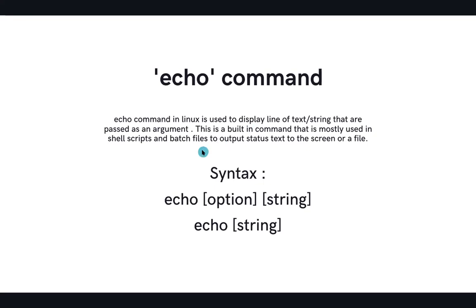So firstly, we have the echo command. It is the most used command in the Linux command line. By using this command, you can output text on the screen, or you can output it to a file. The common syntax you want to use is echo plus option plus string, or you can just echo the string directly and it will show up on the shell.